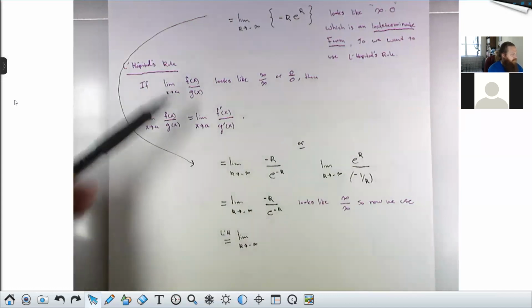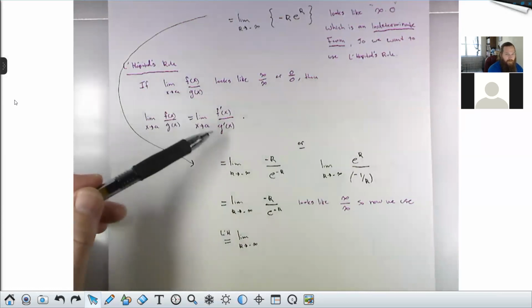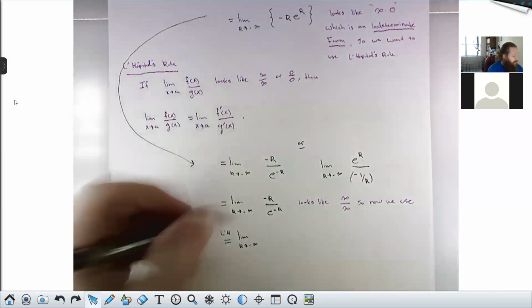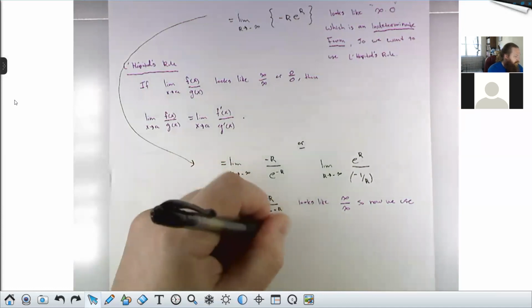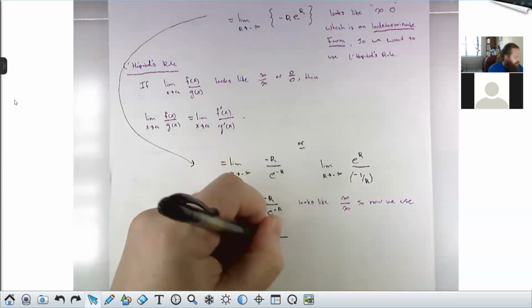What does L'Hopital's rule say? It says, if your limit looks like infinity over infinity or 0 over 0, then you can differentiate the top, differentiate the bottom separately, not using the quotient rule, just derivative of the top over derivative of the bottom, and try again. So the derivative of negative r is -1. I'm differentiating with respect to r here. The derivative of e to the negative r is negative e to the negative r.